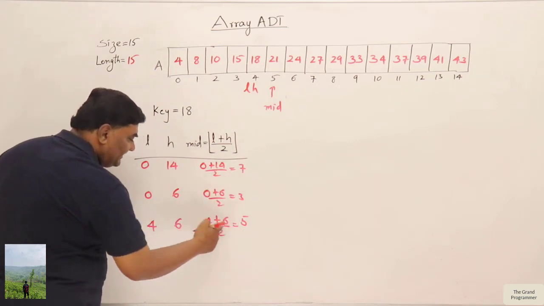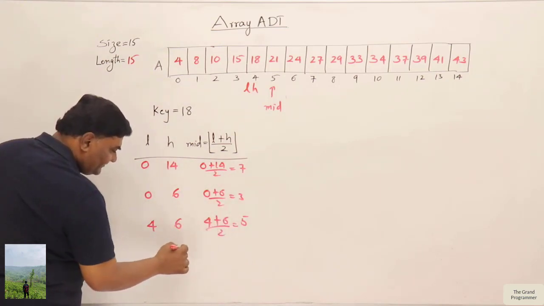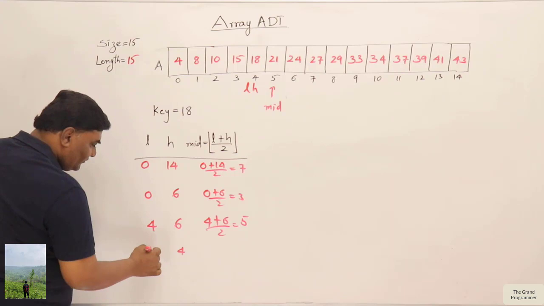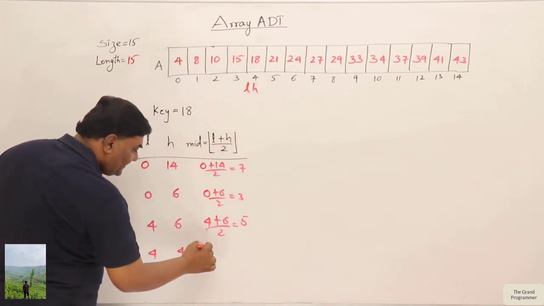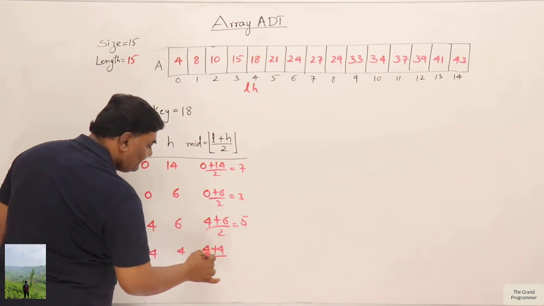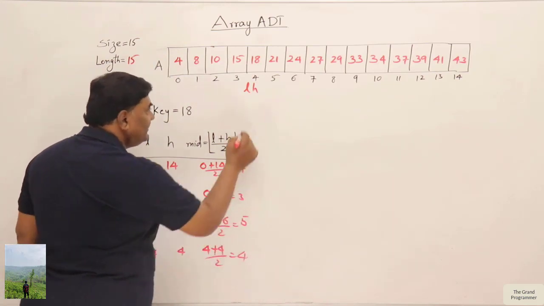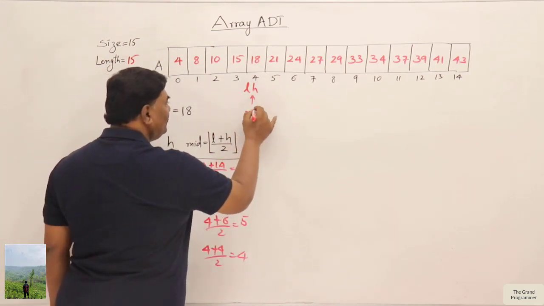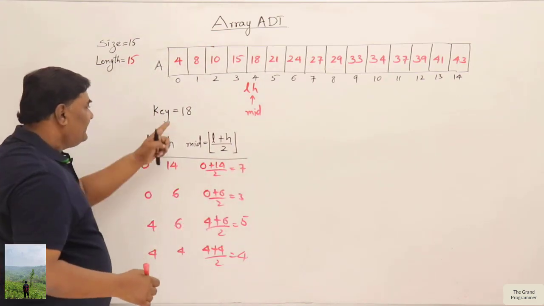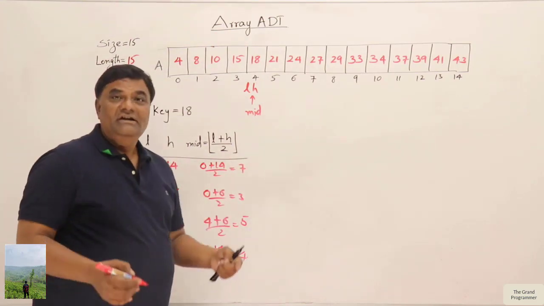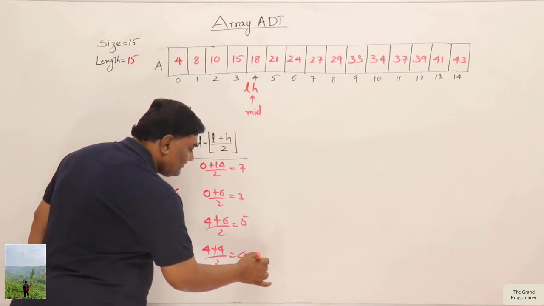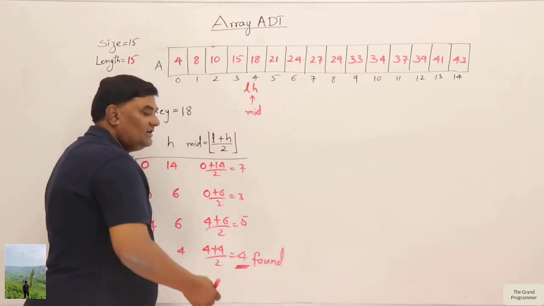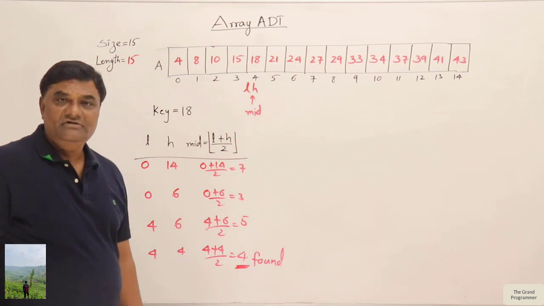So high is mid minus 1, so 5 minus 1, that is 4. High is 4. Low was already 4. Now find out the new mid. 4 plus 4 by 2 is 4. So mid is also 4. Now check. Is it the element that you are searching for? Yes. Element is found at index 4. Element is found. Search is successful.